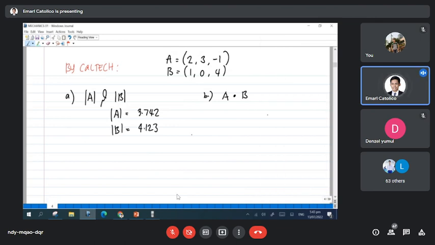Try nyo sa calculator nyo, ha? Yung vector, marami lumalabas na ganyan. So, vector A dot vector B. So, lalabas is negative 2.